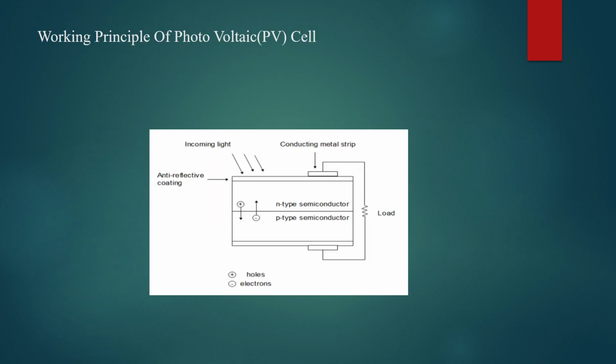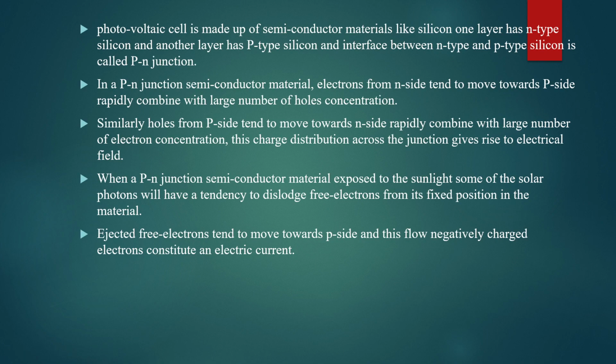So the most important one here is the working principle of the photovoltaic cell. As you can see in the diagram, there is a source of incoming light, either sunlight or any source of light. An anti-reflective coating is on that. The conducting metal strip is placed here, and there are two types of semiconductors, N-type and P-type. The electric circuit is shown here, plus for the holes and minus for electrons. The photovoltaic cell is made up of semiconductors like silicon. One layer has N-type silicon and another layer has P-type silicon.